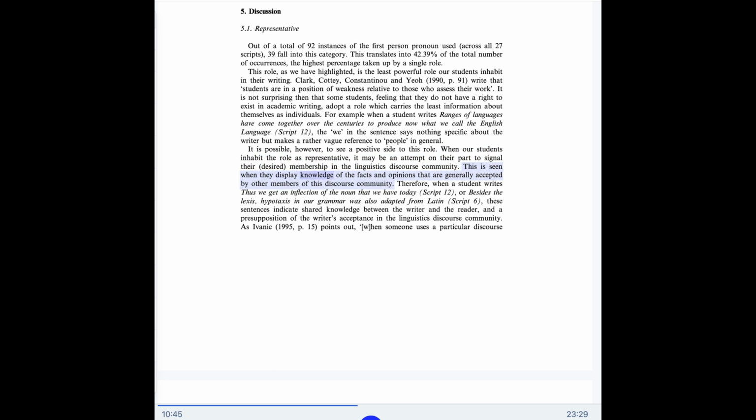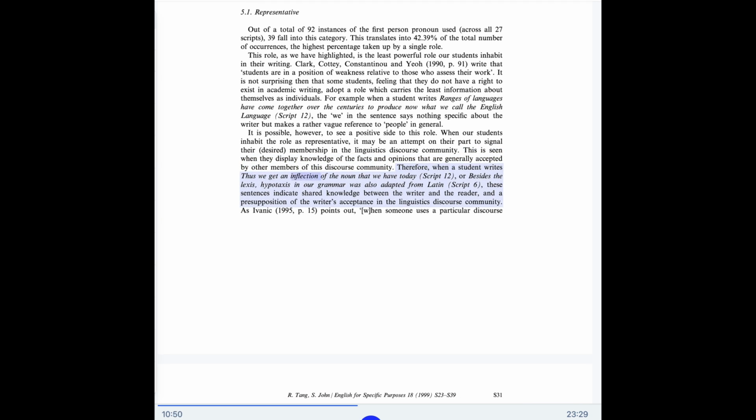This is seen when they display knowledge of the facts and opinions that are generally accepted by other members of this discourse community. Therefore, when a student writes "thus, we get an auction of the noun that we have today" (script 12), or "besides the lexis, hypotaxis in our grammar was also adapted from Latin" (script 6), these sentences indicate shared knowledge between the writer and the reader, and a presupposition of the writer's acceptance in the linguistics discourse community.